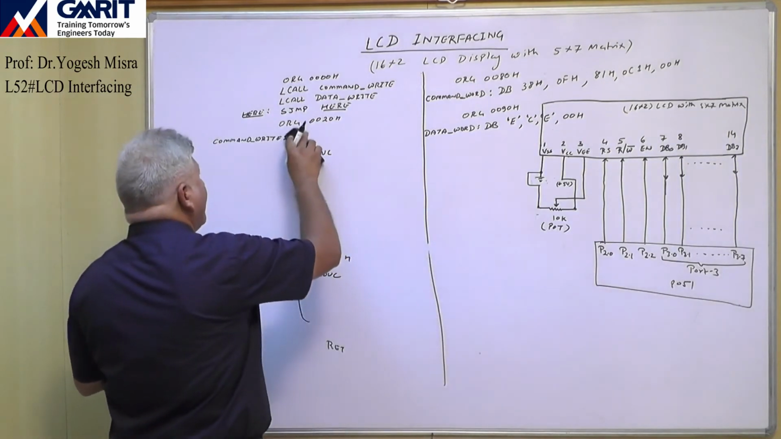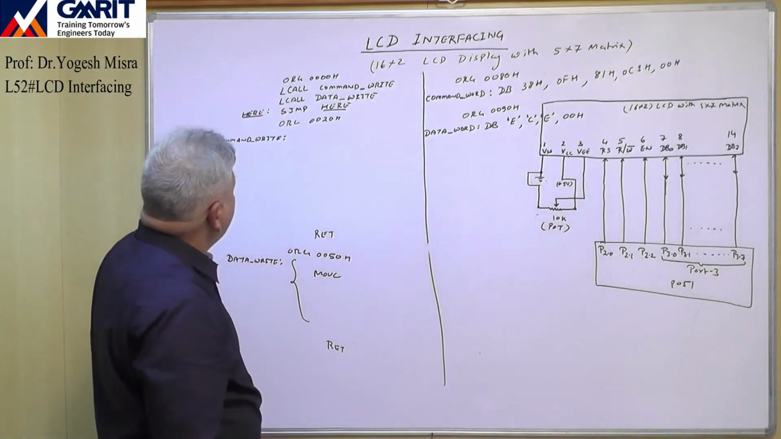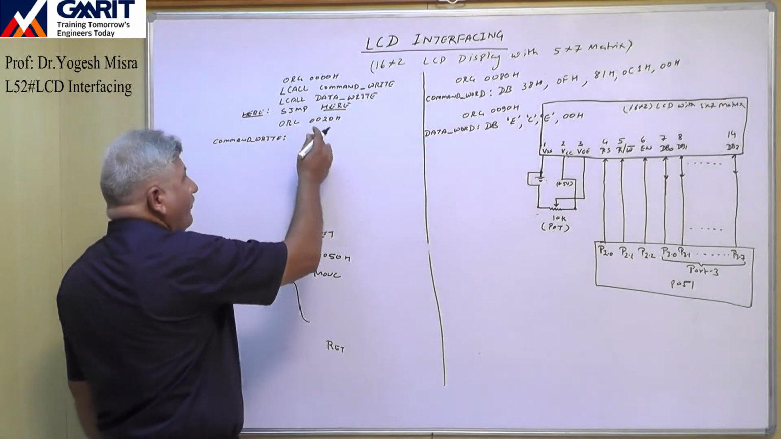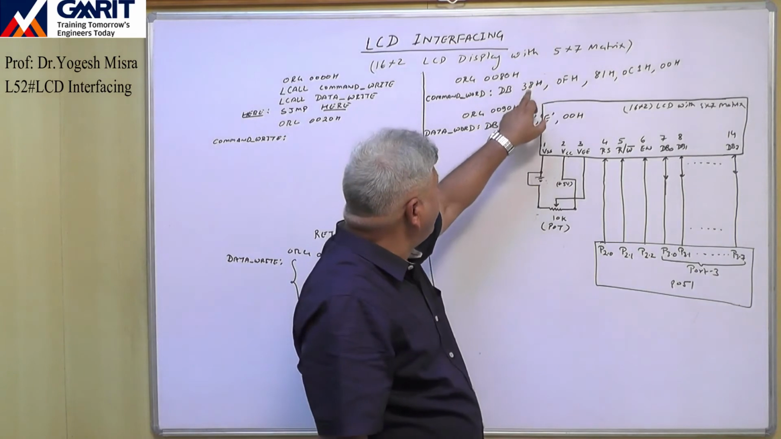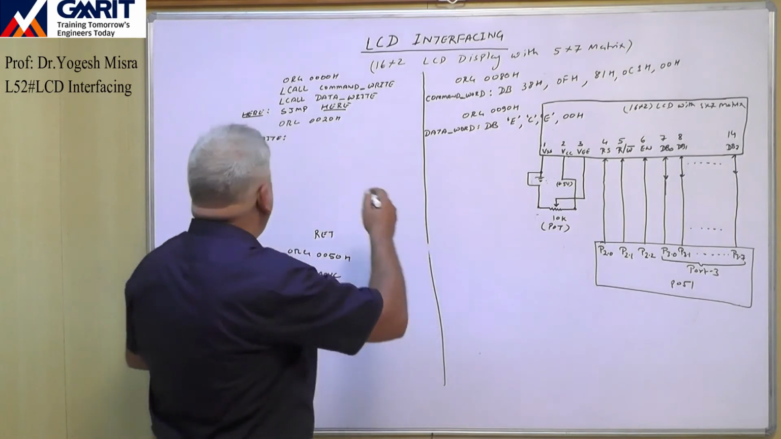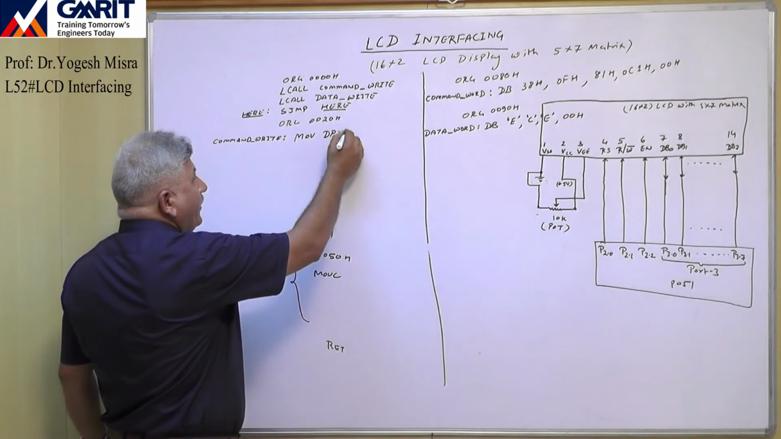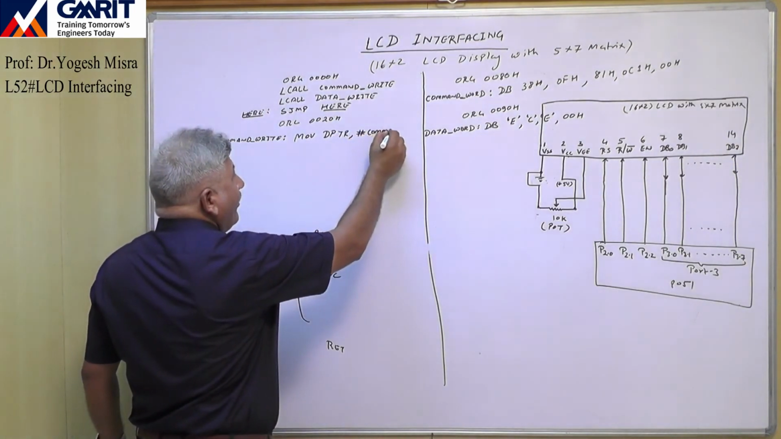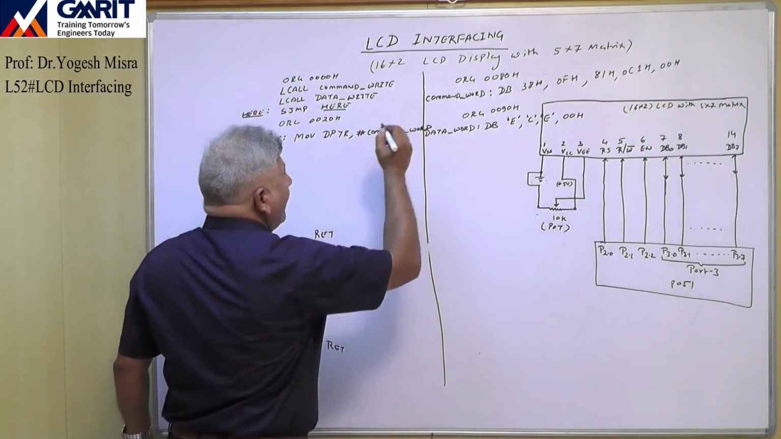Now here, first we will write the instructions for command writing. The first thing we will do is bring the address of our first command word into the DPTR register. For that we will write the instruction MOV DPTR, #command_word.